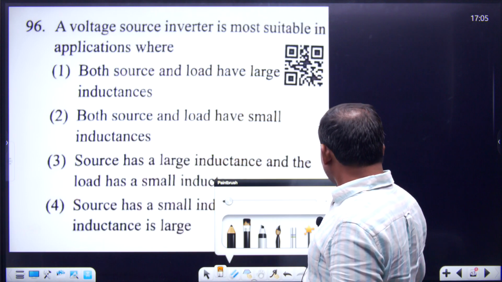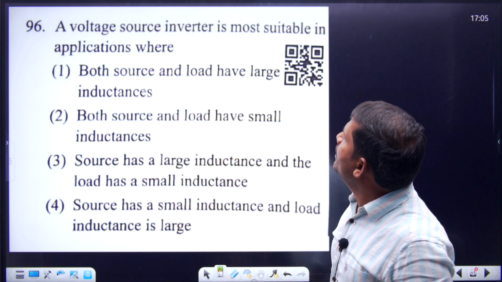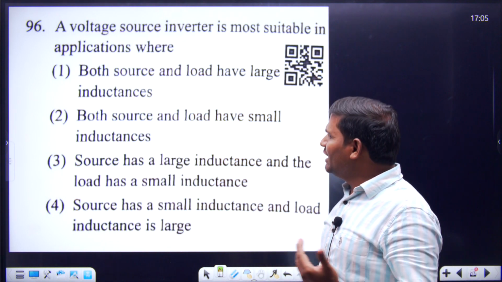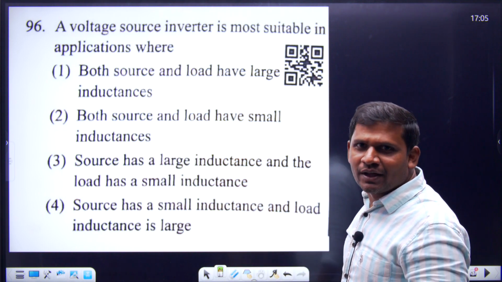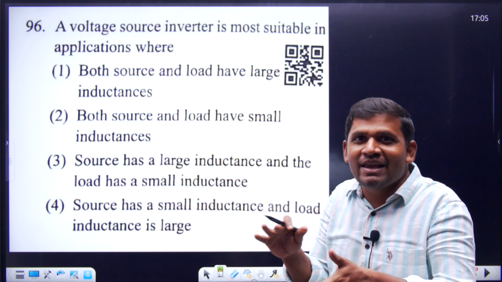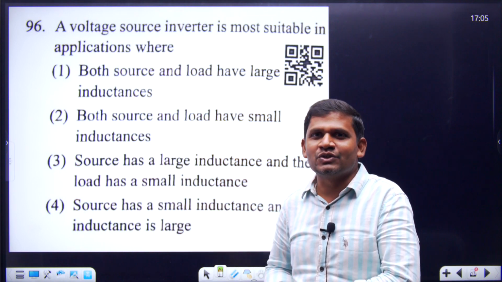One more question. It is a question based on the voltage source inverter. It is a fundamental question of inverters. Just by knowing the differences between VSI and CSI, we can easily answer this question.